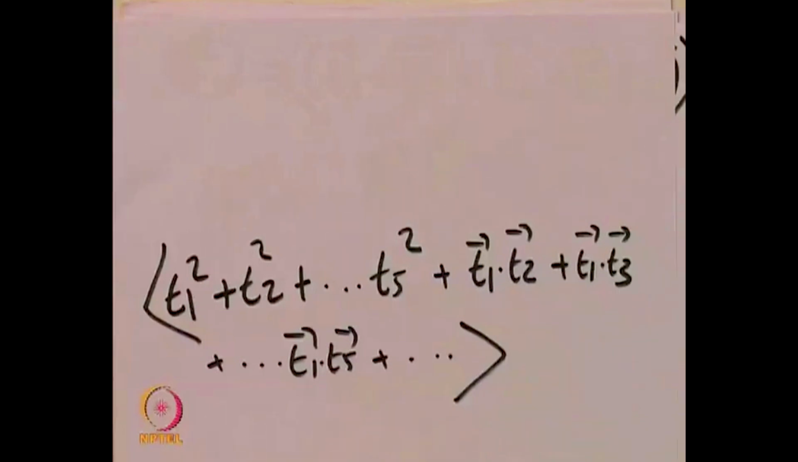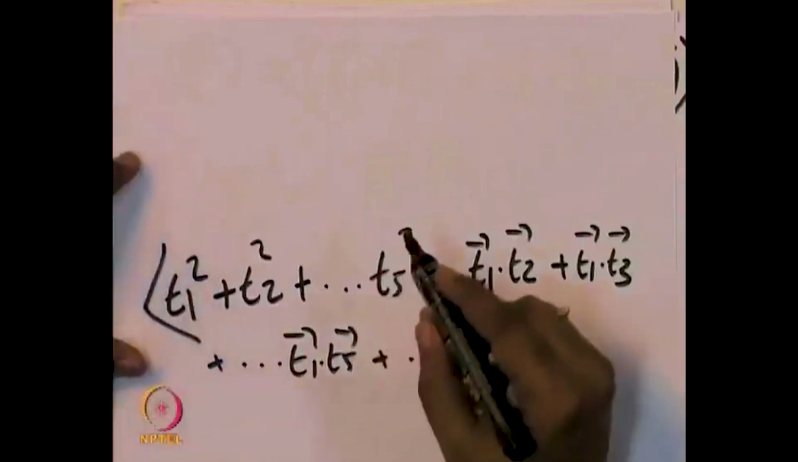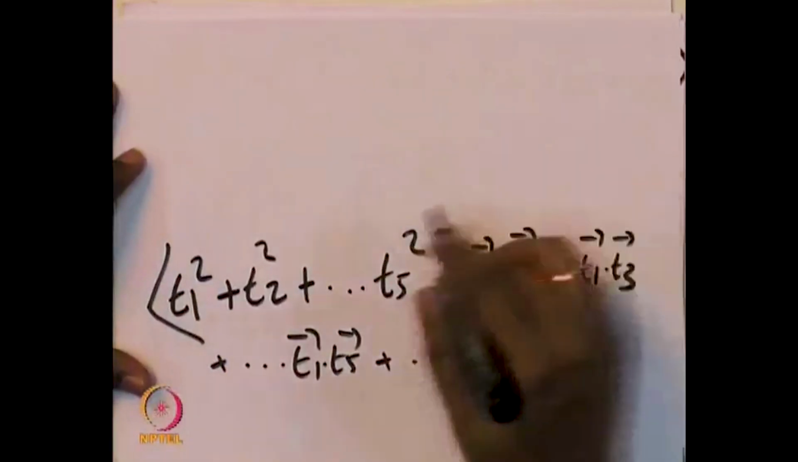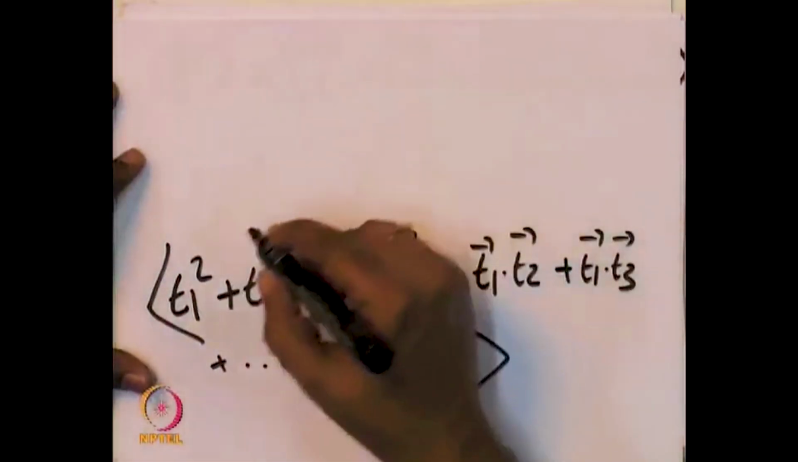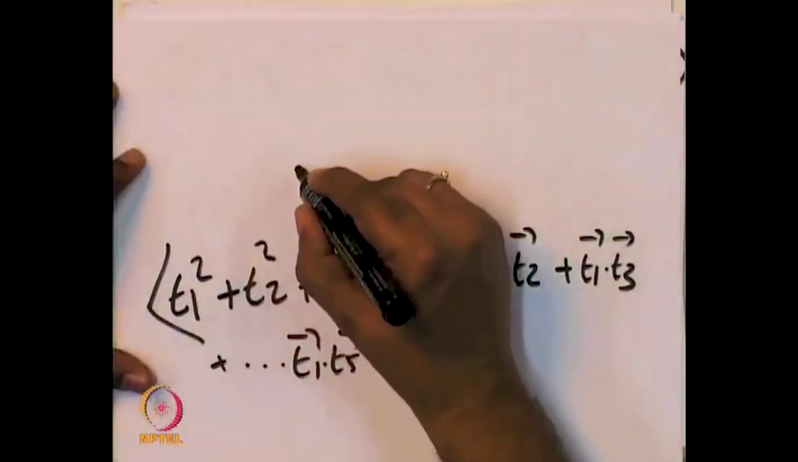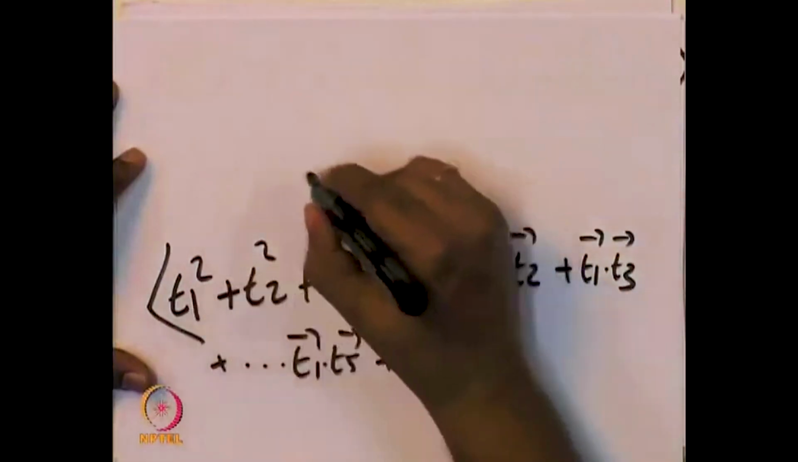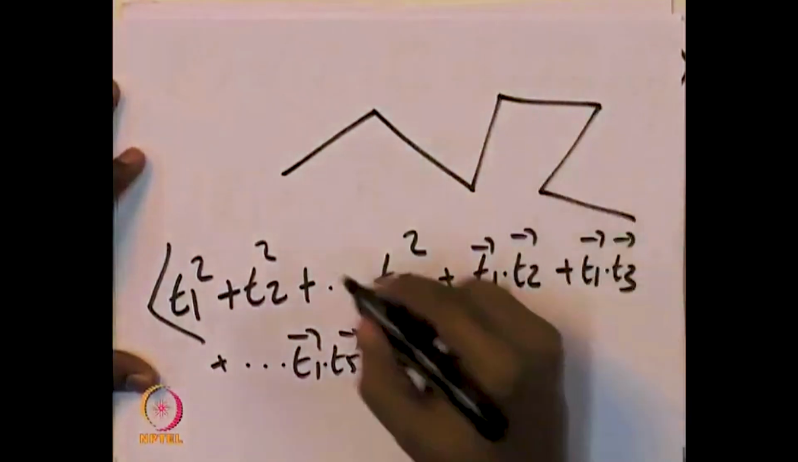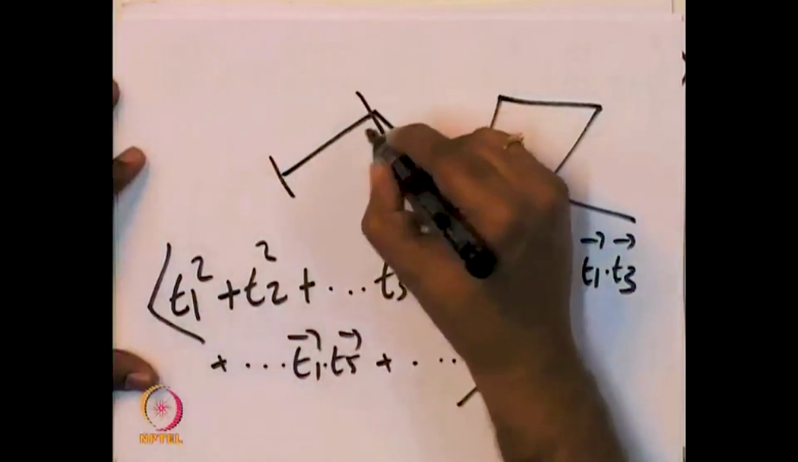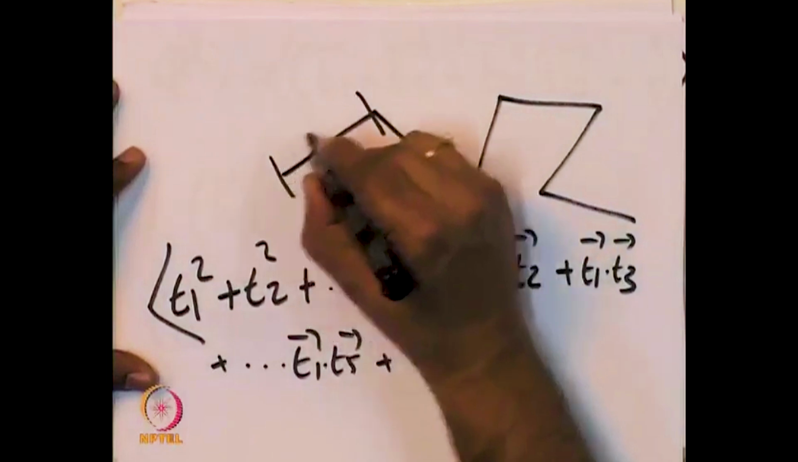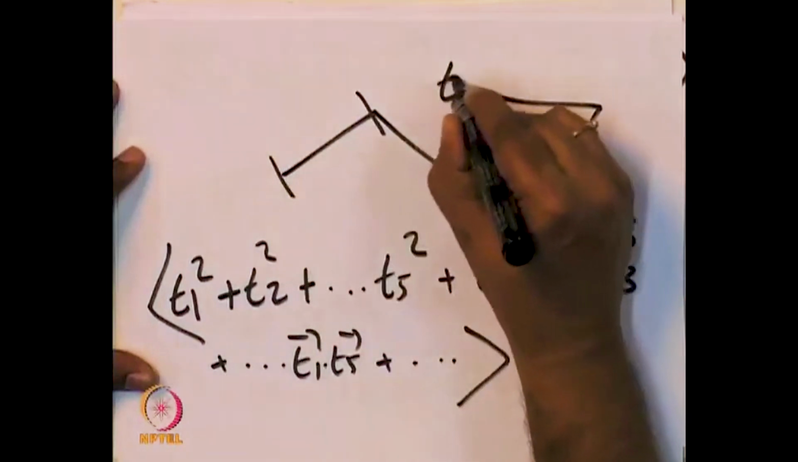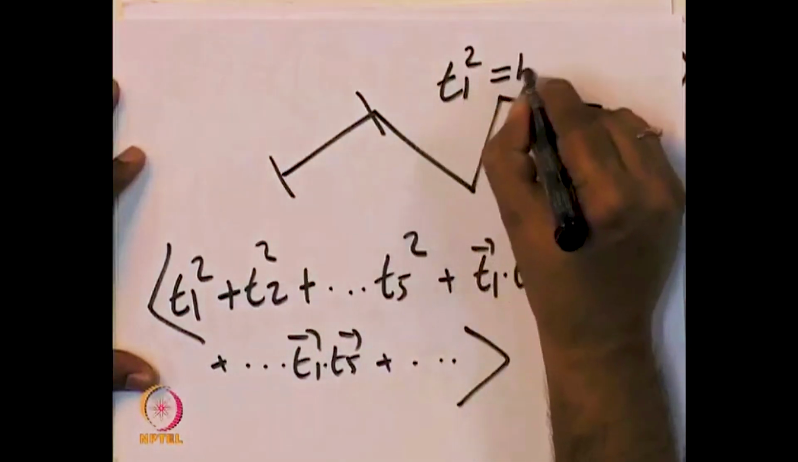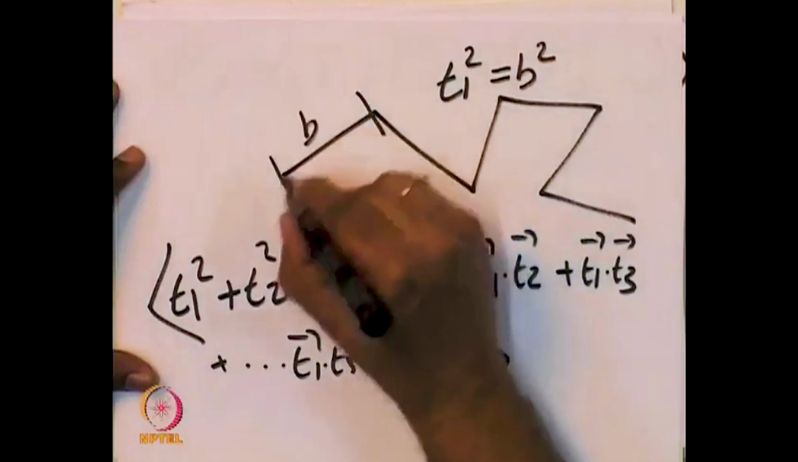So, what is T1 square average? We saw that the square of any vector averaged will give you the average. T1 is the size of the first vector. We have 5 vectors, so T1 is nothing but the length of this, and T1 square is nothing but the length of this squared. So, we define T1 square as B square, where B is the length of this monomer.